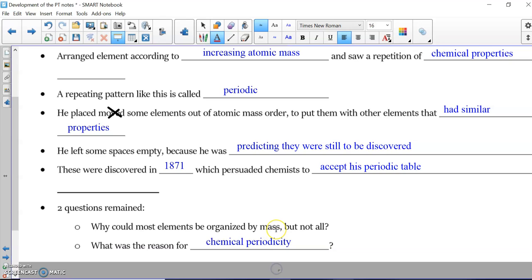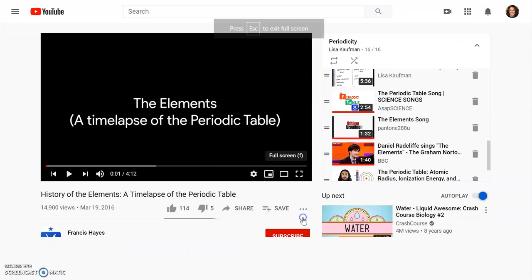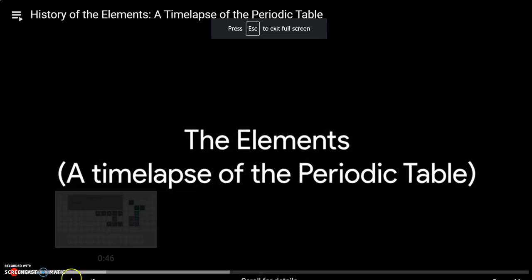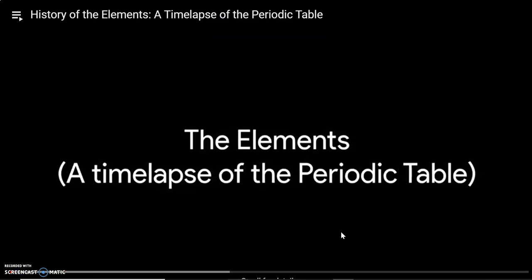All right, so two questions remained after he made his table. One was, why could most elements be organized by mass, but not all? Some of them seemed out of place when they were put in order by mass. And then, what was the reason for this chemical periodicity, this repeating pattern? Before I go on to answer those questions, I want to show you a quick video of the order in which the elements were discovered.